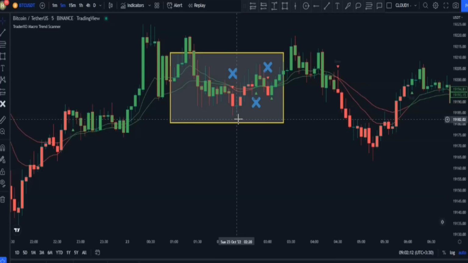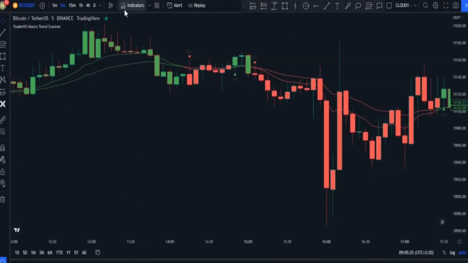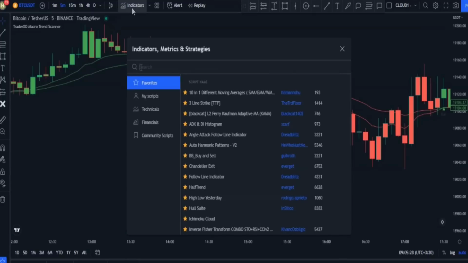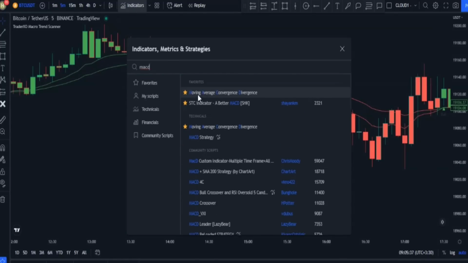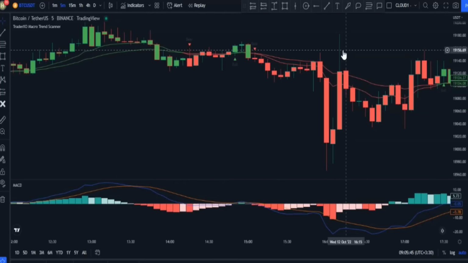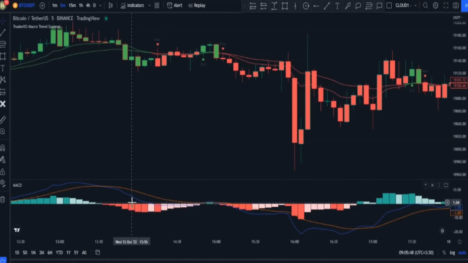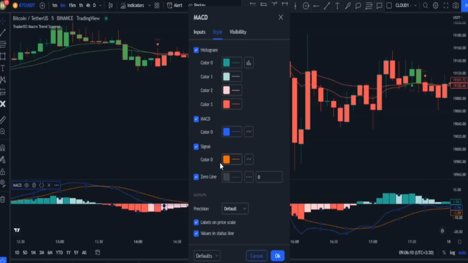Okay, now let me teach you how to filter these fake signals. We need to add another indicator to our charts. On top of the page, click on the Indicators option and open the tab. On the search bar, type MACD and apply the Moving Average Convergence Divergence indicator to your charts by clicking on it. Now, this is how the indicator looks, and it contains some histograms and a signal line and a MACD line. To make the most of this indicator, we must open the settings of this indicator and change some things up, so that the indicator can become more optimized and efficient for our strategy.